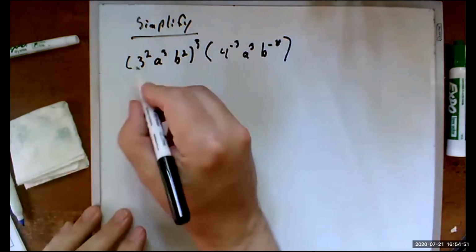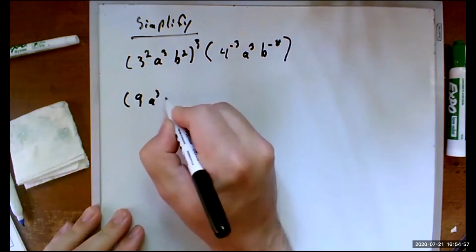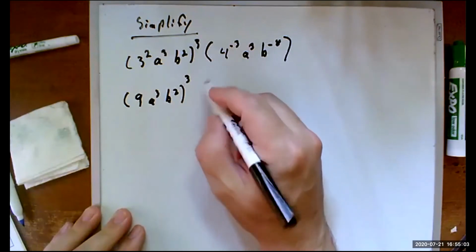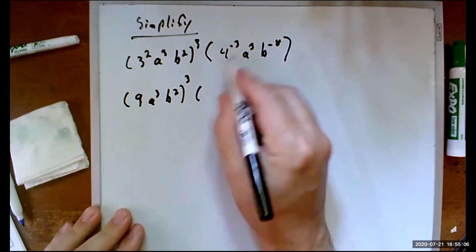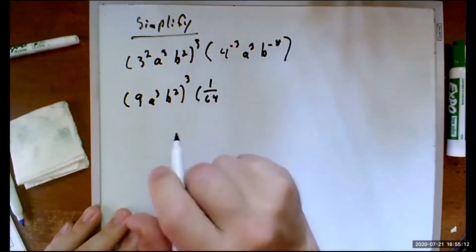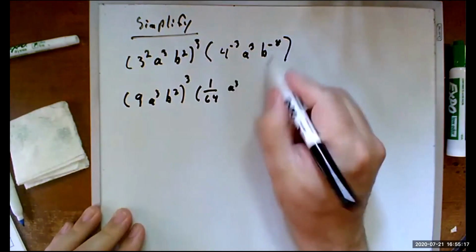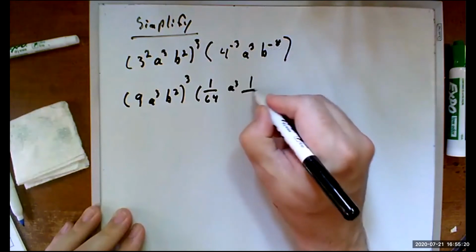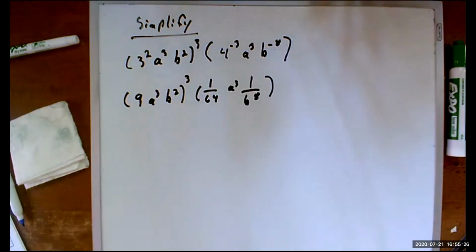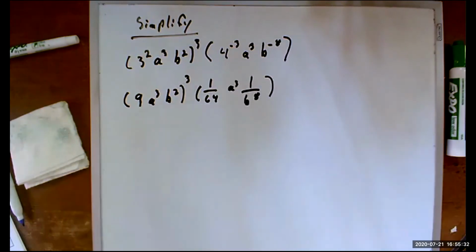So the first thing we want to do is deal with our numbers. We want to turn those into whole numbers without exponents, because it's the easiest thing to do with both of them. 3 squared is 9. I'm going to carry that a to the 3, b to the 2 with me for a second, and we're going to keep that cubed. 4 to the power of negative 3: 4 to the power of 3 is going to be 64, and it's a negative exponent, so I end up with 1 over 64. A to the 3, and b has a negative exponent on it too, so I end up with 1 over b to the 8th.